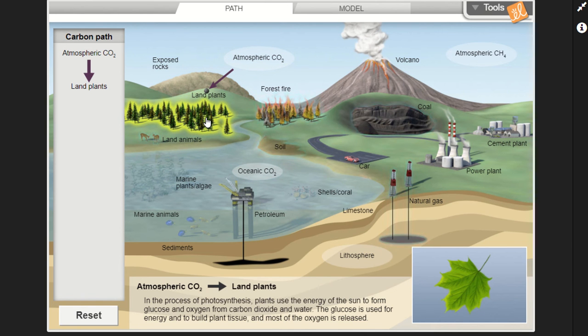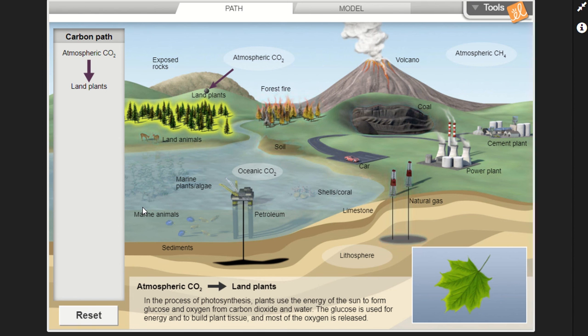And we're going to read the description. How did carbon get from the atmosphere to the plant? So the description reads, atmospheric CO2 to land plants. In the process of photosynthesis, plants use the energy of the sun to form glucose and oxygen from carbon dioxide and water. The glucose is used for energy to build the plant tissue. Most of the oxygen is released. Okay? So your answer there is in the very first sentence.